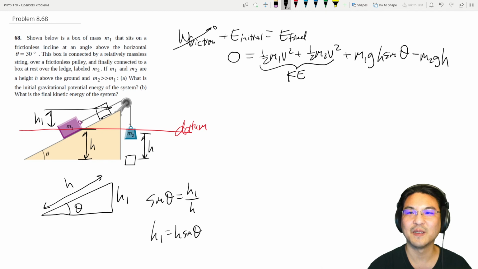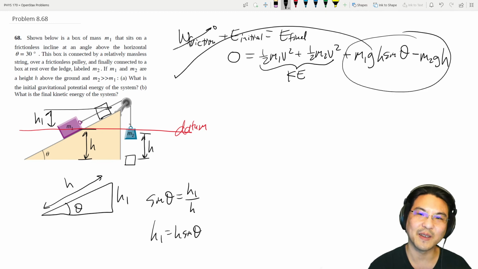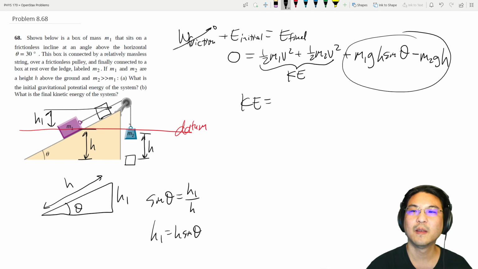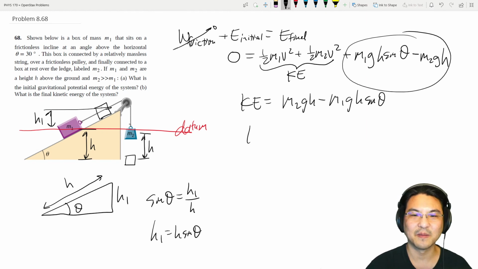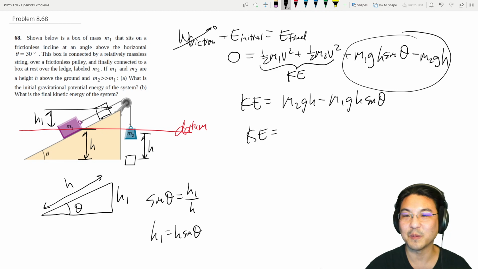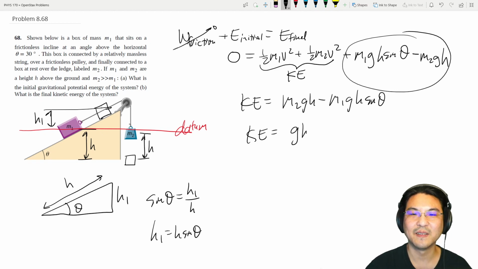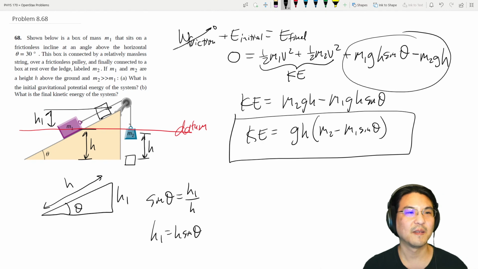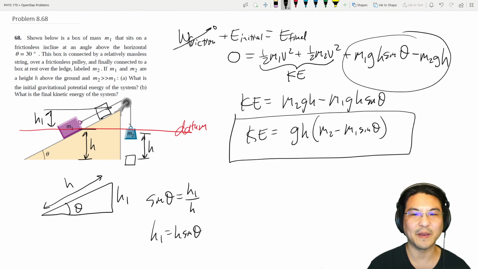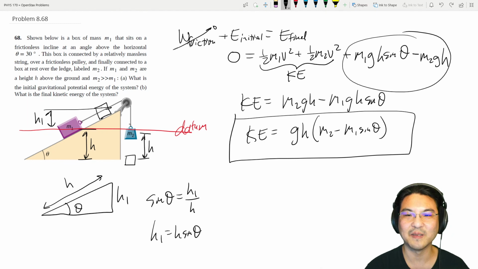What's the kinetic energy? Move these to the other side. So it's M2GH minus M1GH sine theta. And then we can simplify a little bit, so we can factor out GH. And there we go, in terms of M1, M2, the angle, which was known, 30 degrees, and some height h here.